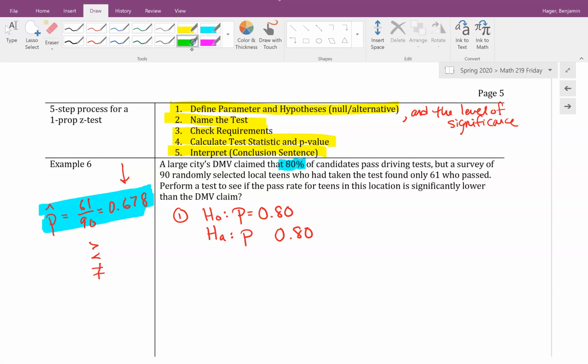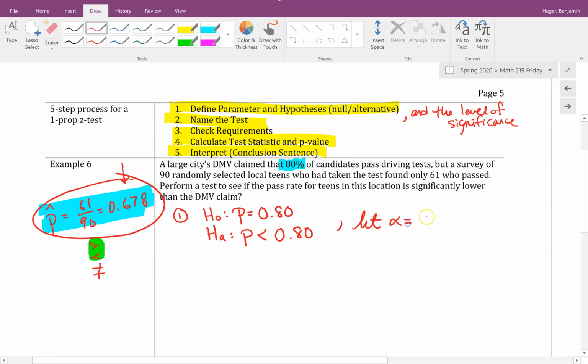If you can, always go with greater than or less than. What do we think? I think the DMV is wrong. I think that the percentage of folks that pass is actually lower than 80% based on what we're seeing here. We only got 67.8% to pass. So I would say the alternative is that the proportion is lower than 0.80. And I'm going to let alpha equal, we get to choose, 5%. That's sort of always the default for me.